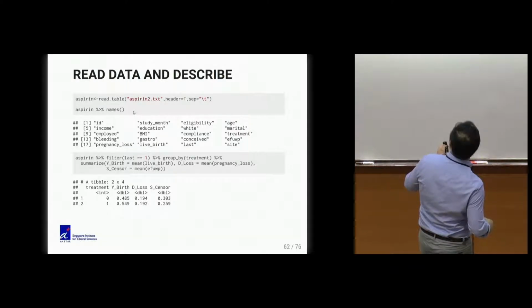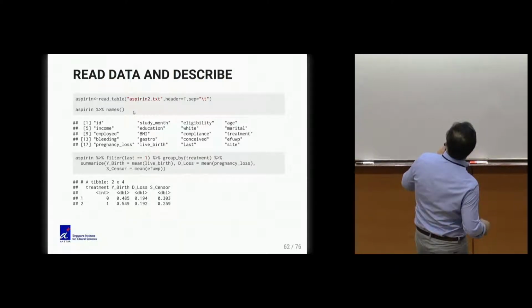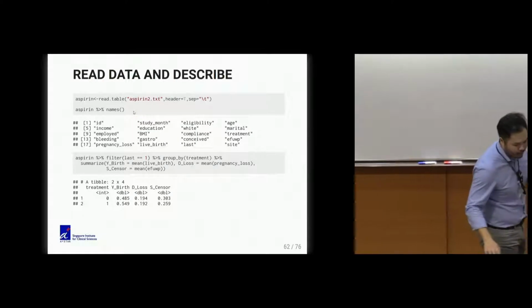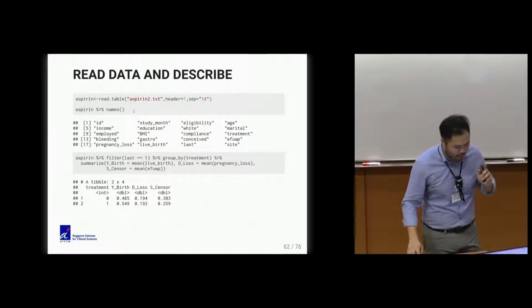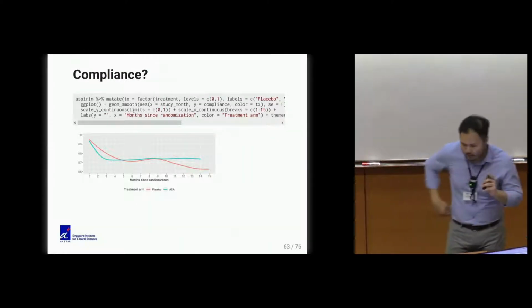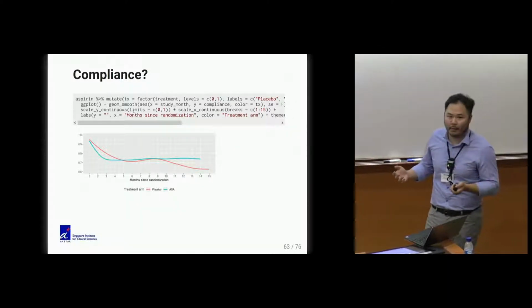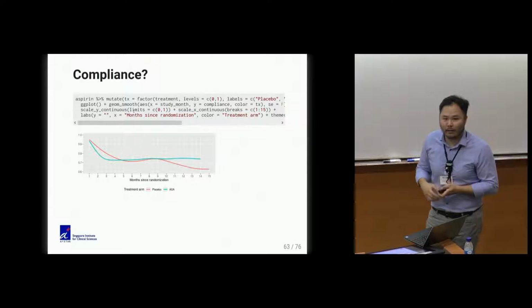The proportion of live births in the treatment arm is slightly higher, 55% versus 49%. The loss is about the same. The censorship is slightly higher. So let's take a look at it. The main motivation here is if compliance or censorship differs between the treatment arms. Because if it's the same, we don't really have a problem. We just estimate it as normal.